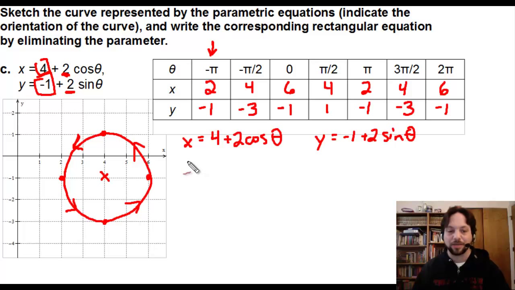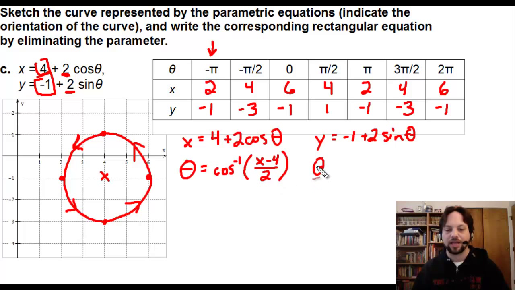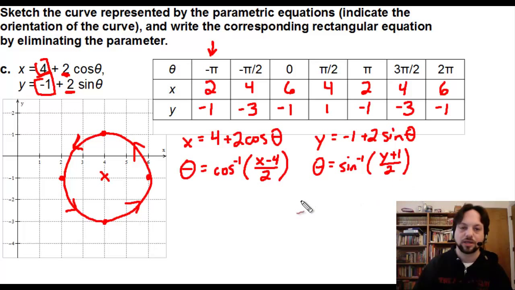Well, that looks like it's going to be a mess here. In fact, I would argue that theta over here is going to be the arc cosine, or the inverse cosine, of x minus 4 over 2. That is not pretty. And the theta over here for our y-coordinate is also going to be not pretty. It's going to be the inverse sine of y plus 1 over 2. These are hideous.